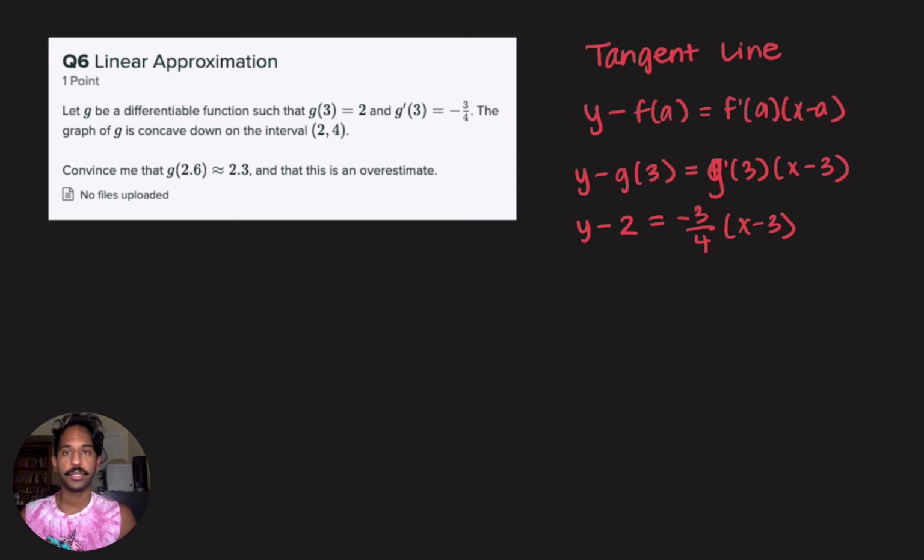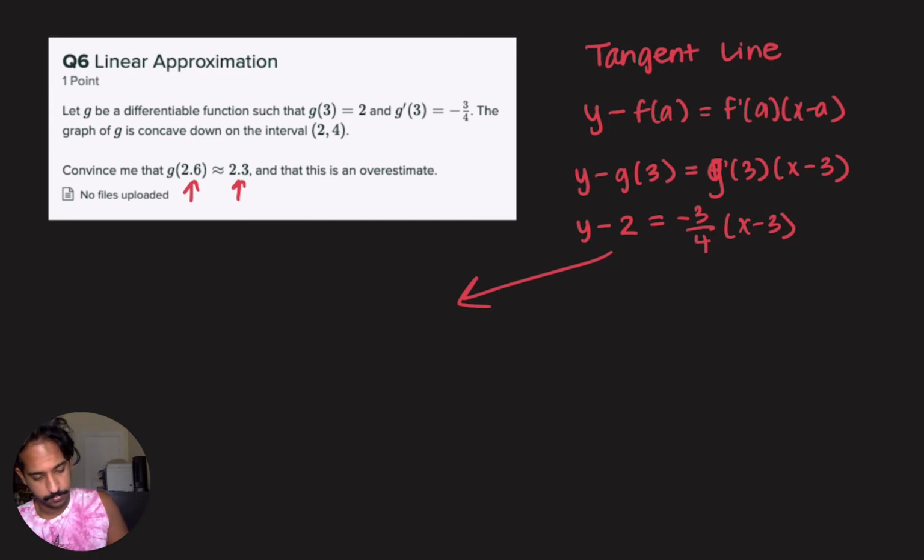So now we have an equation that we can use to make our estimate. We want to figure out what y is going to be when x equals 2.6, and we want to prove that that is 2.3. So let's try that out. I'm going to bring this over here. I'll use a different color, blue. Y minus 2 equals negative 3 over 4 times 2.6 minus 3. Y minus 2 equals negative 3 over 4. This is negative 0.4.